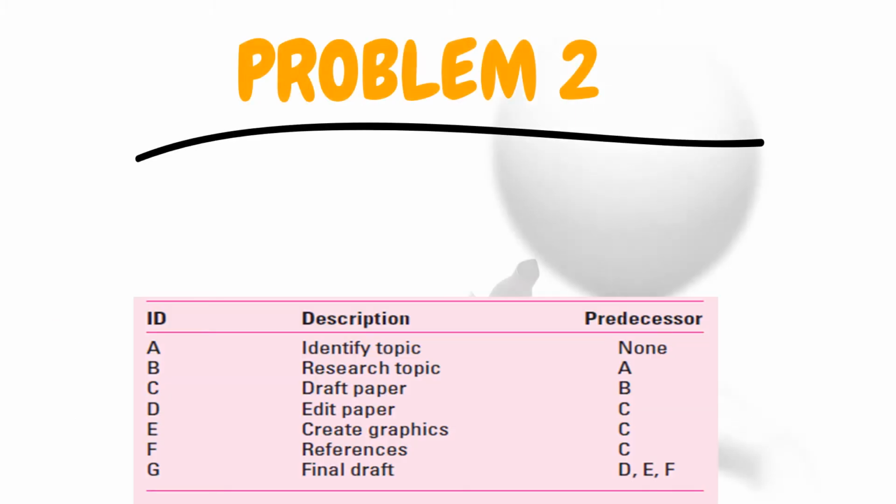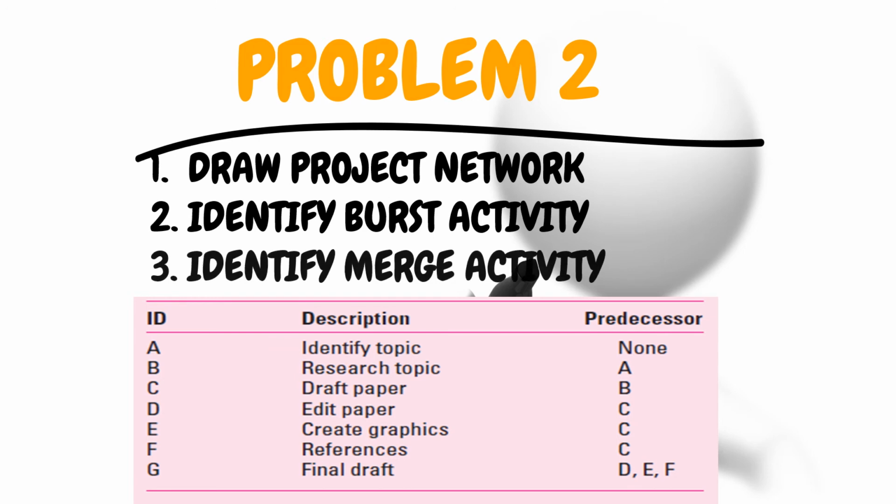Right, so let's look at the same problem as before. You're expected to draw a project network diagram and identify burst activities and merge activities. If you're watching this video, you could pause at this stage and try to do it on your own using your pen and paper. Here you can see different activities with the identification, the description of activities given here, and the predecessor in the last column.